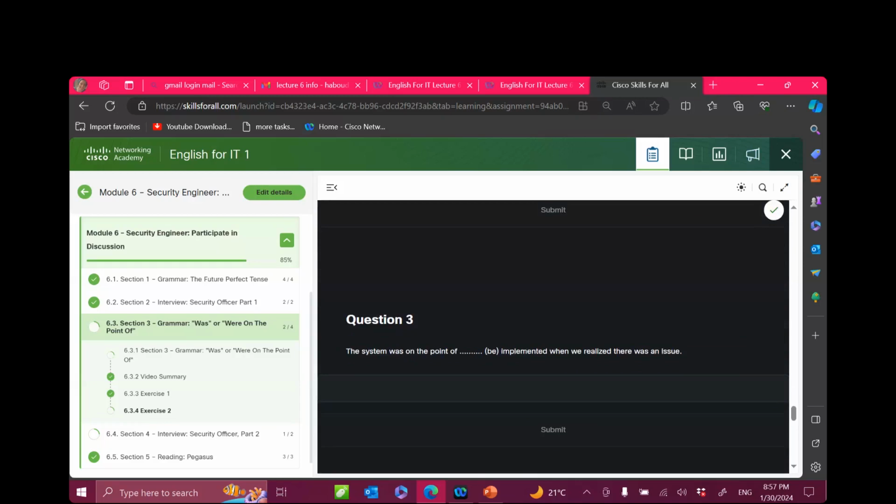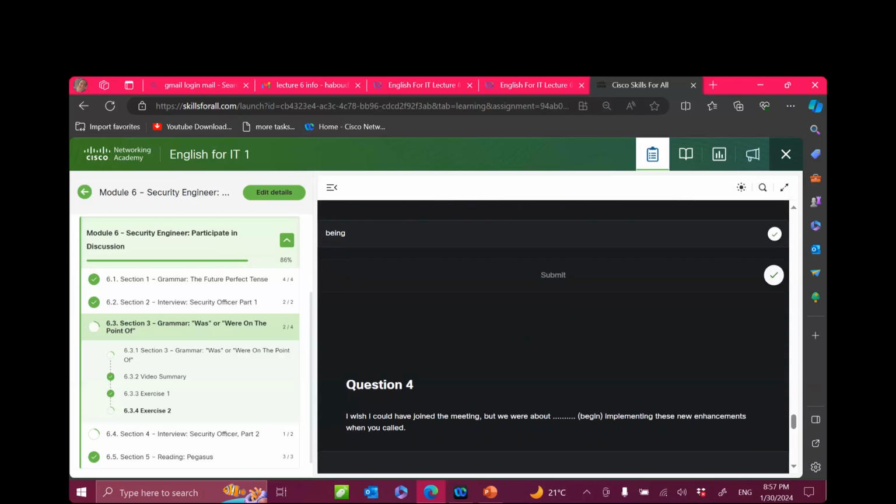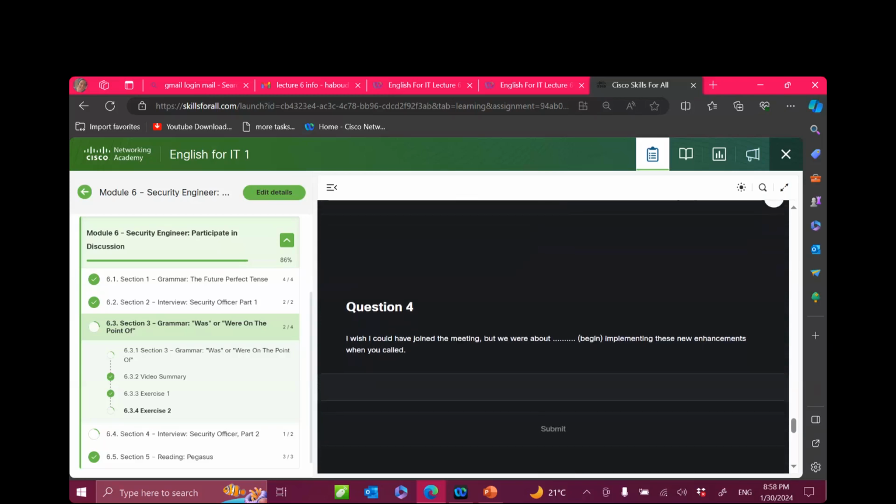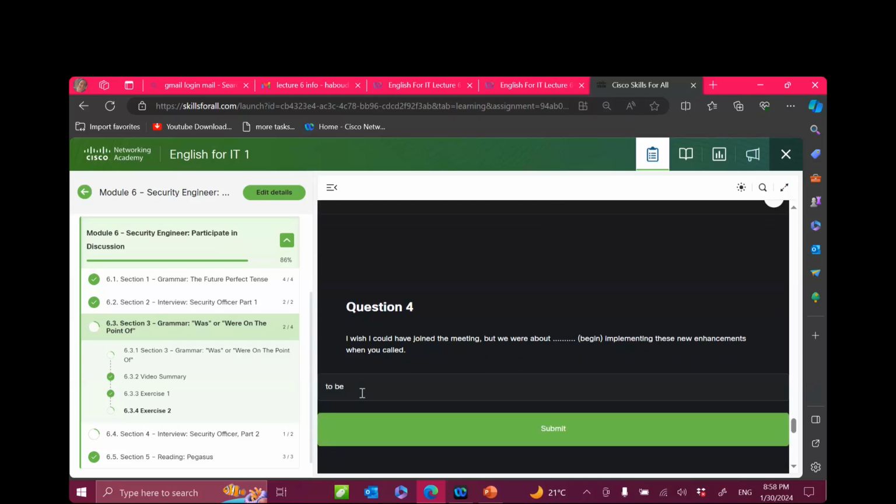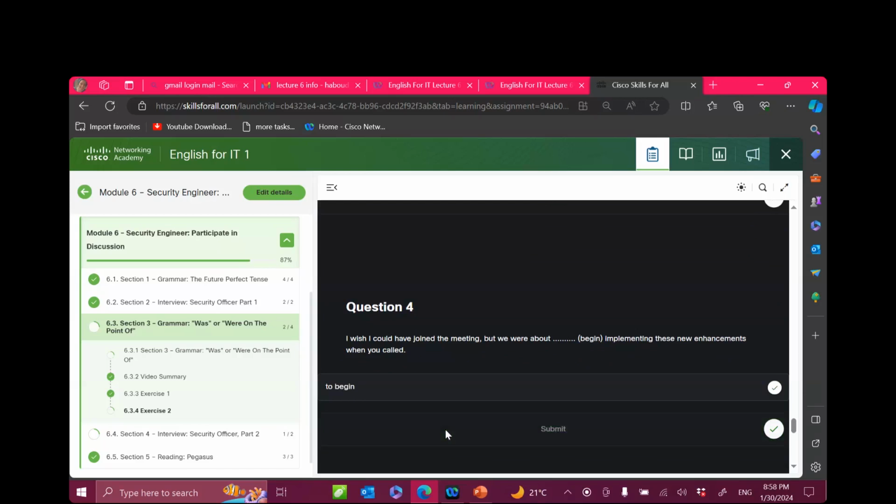The system was on the point of, what do you think? B. احنا قلنا طبعا was on the point of should be followed by gerund. So being. So you change be into ing, so it will be being. Correct. I wish I could have joined the meeting, but we were about to begin. لأنه was or were about should be followed by to infinitive.